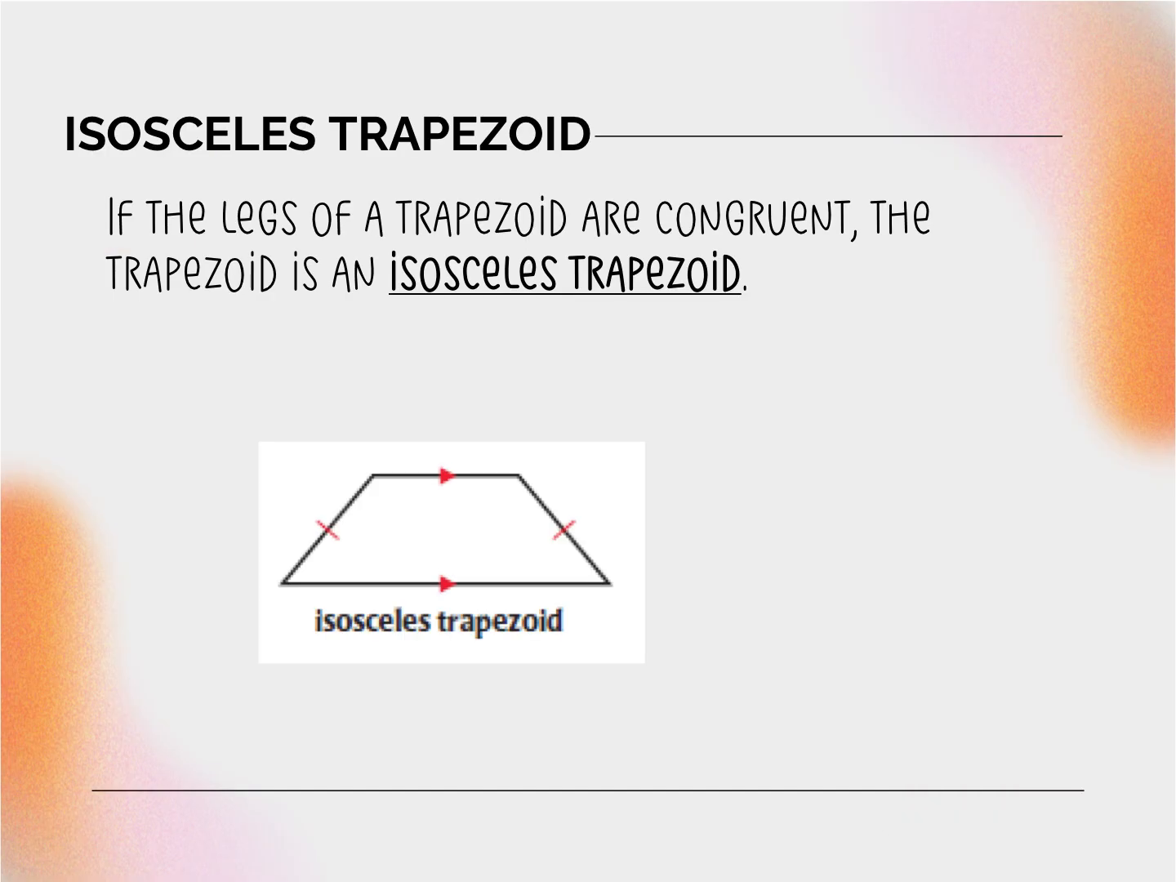All right, isosceles trapezoid. We've dealt with an isosceles already, but looking at an isosceles trapezoid, it's a trapezoid with two congruent legs, okay? So here is my isosceles trapezoid. What makes it isosceles is that my legs are congruent.